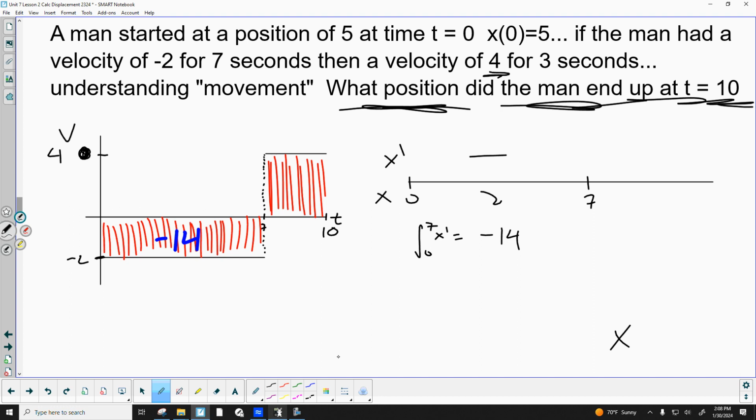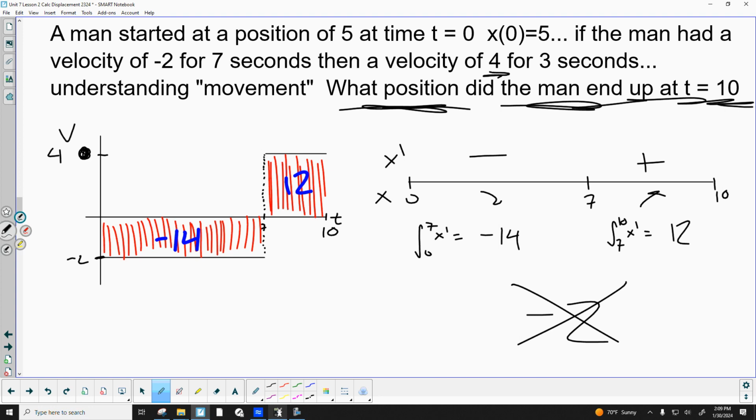Then from 7 to 10, I have a time interval of 3 seconds, velocity of 4. That's going to be 12. So my derivative is positive, my position increases. My accumulation of my derivative from 7 to 10 is 12. Where do I end up at t equals 10? If you said negative 2, you're right, but you're wrong.